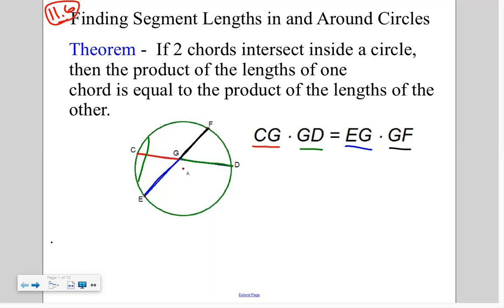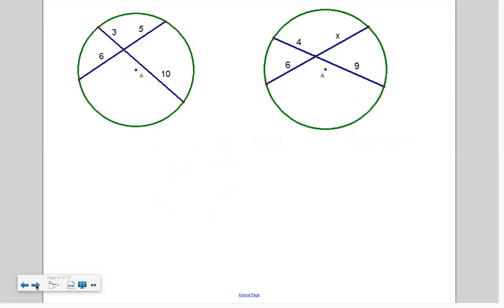Let's see this in action. So we got two here. The first one is just an example with chord or segment lengths that are known. We got our two chords, one blue and one red. We take the product of the two segments in our red chord, 3 times 10. That should equal the product of our blue chord segments, 6 and 5. And they both end up equaling 30.